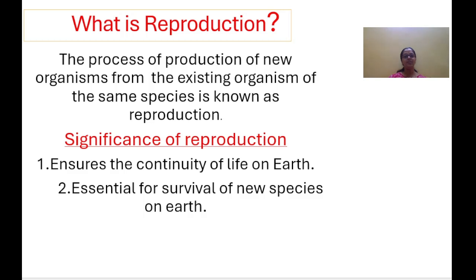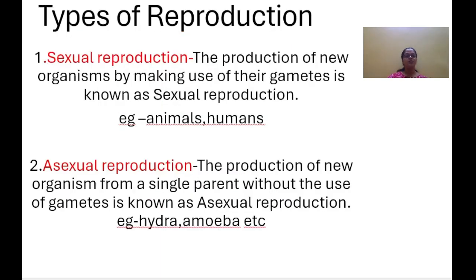Before going to reproduction, we have to know the definition. The process of production of new organisms from the existing organism of the same species is known as reproduction. What is the significance of reproduction? It ensures the continuity of life on the earth, and it is also essential for the survival of new species. Right? Now we'll see the different types of reproduction.